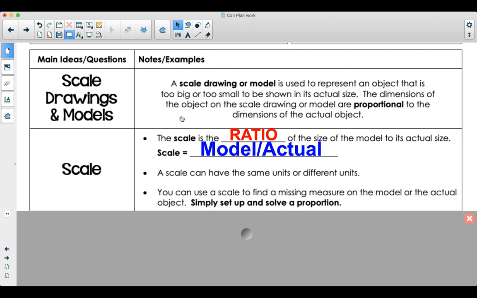All right, so right here, the scale is the ratio of the model to the actual size, and the scale is equal to model over actual. So, what is it in the model compared to what is it in the actual size? Let's look at an example and see if this can help you guys.